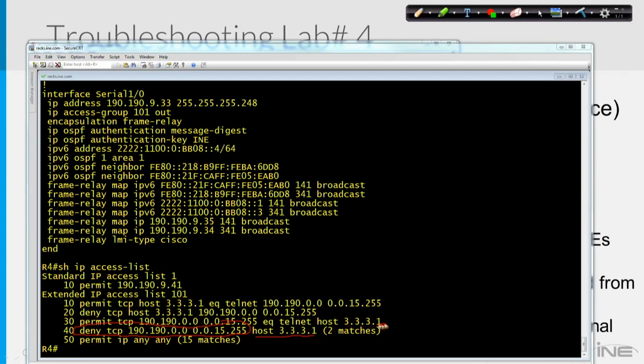So this is denying all TCP from router 2's loopback A, subnet A, going to the host of 3331. It actually says 2 matches. So this is our problem. Sequence number 40 in access list 101 is blocking that telnet.